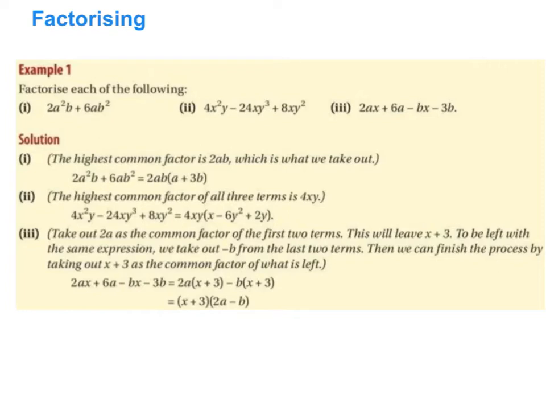Okay, so for the first one, 2a squared b plus 6ab squared. The highest common factor is going to be 2ab, which is what we take out. So we take 2ab outside the bracket, open up our set of brackets, and then we divide 2ab into each term. 2ab divides into 2a squared b and leaves us with a, and 2ab divides into 6ab squared and leaves us with 3b.